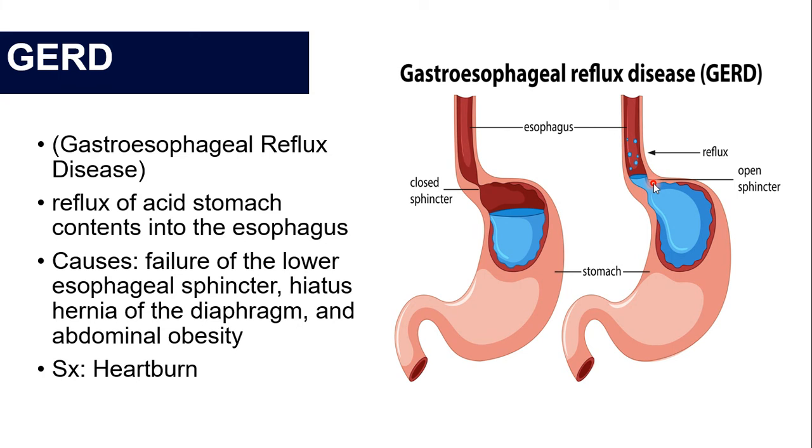So the patients may present with heartburn in patients with gastroesophageal reflux disease. As you can see here, normally the lower esophageal sphincter, or your LES, should close to prevent a reflux of the food, or the gastric contents, toward your esophagus. However, in patients who have GERD, there is an open sphincter, and the gastric contents, which are mostly acidic, will go back towards your esophagus. Okay, so that's why the patients may present with heartburn.